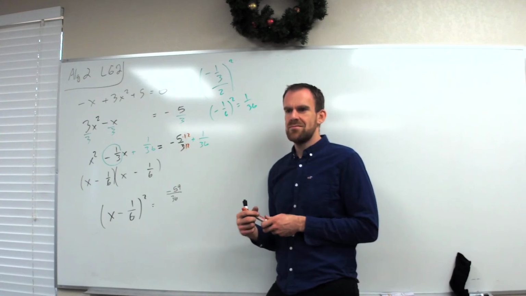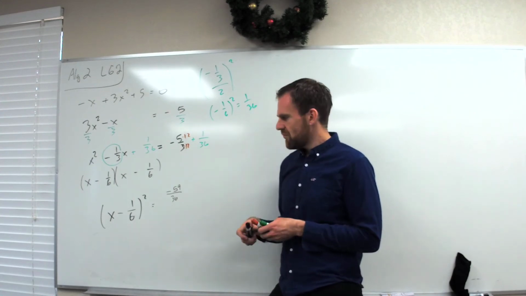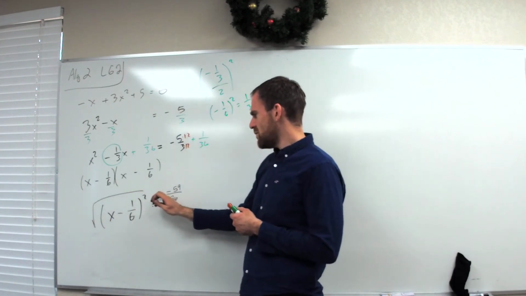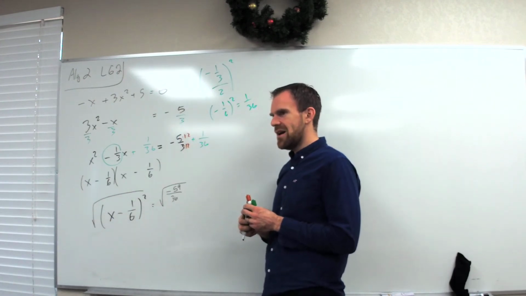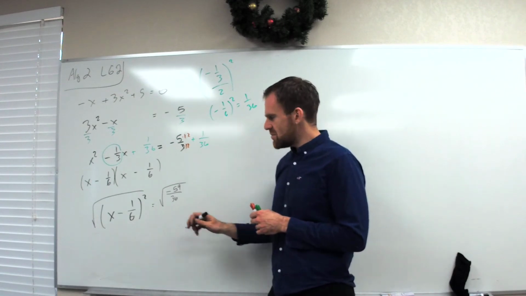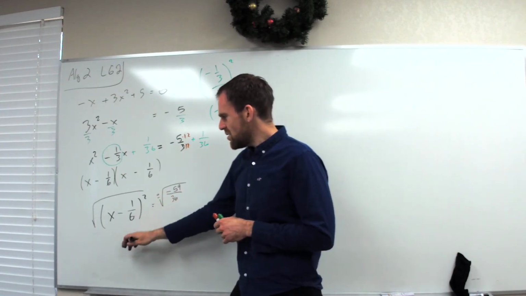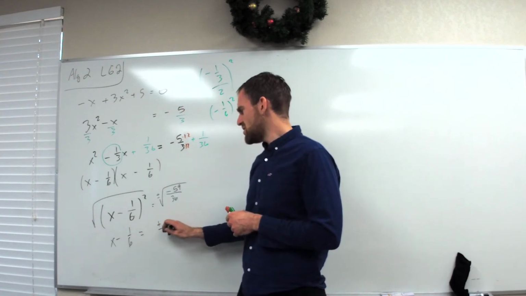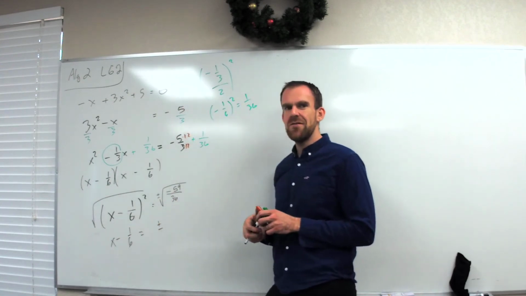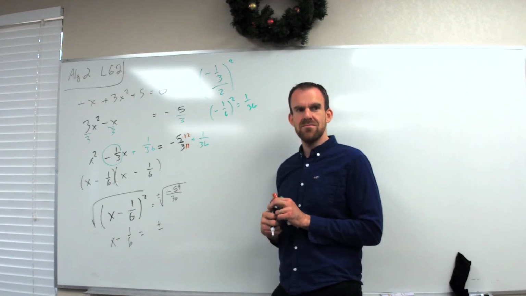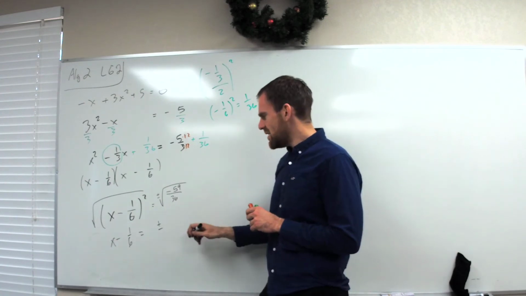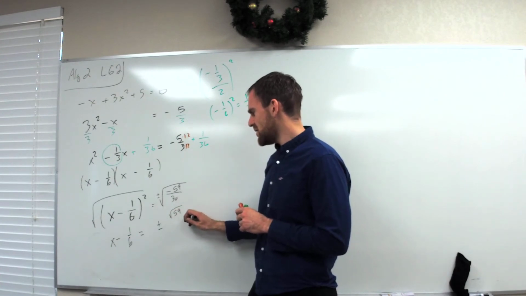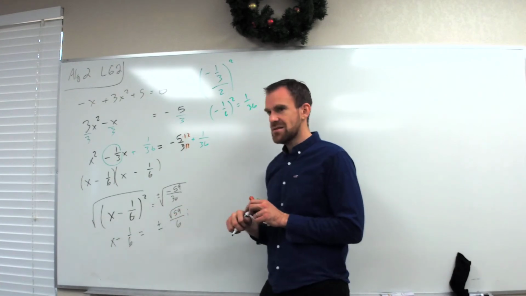Square root both sides. I want to undo the squared, so I take the square root. What must I not forget? The plus minus sign. And so over here I have x minus 1/6 equals plus or minus. What's the square root of negative 59 over 36? It is the square root of 59 i over 6.